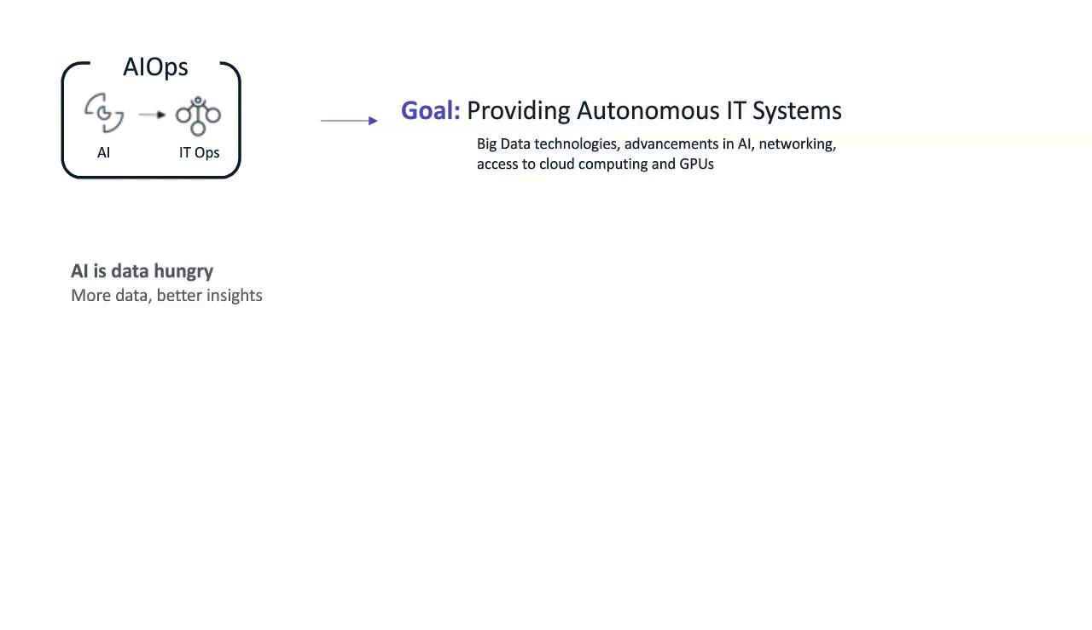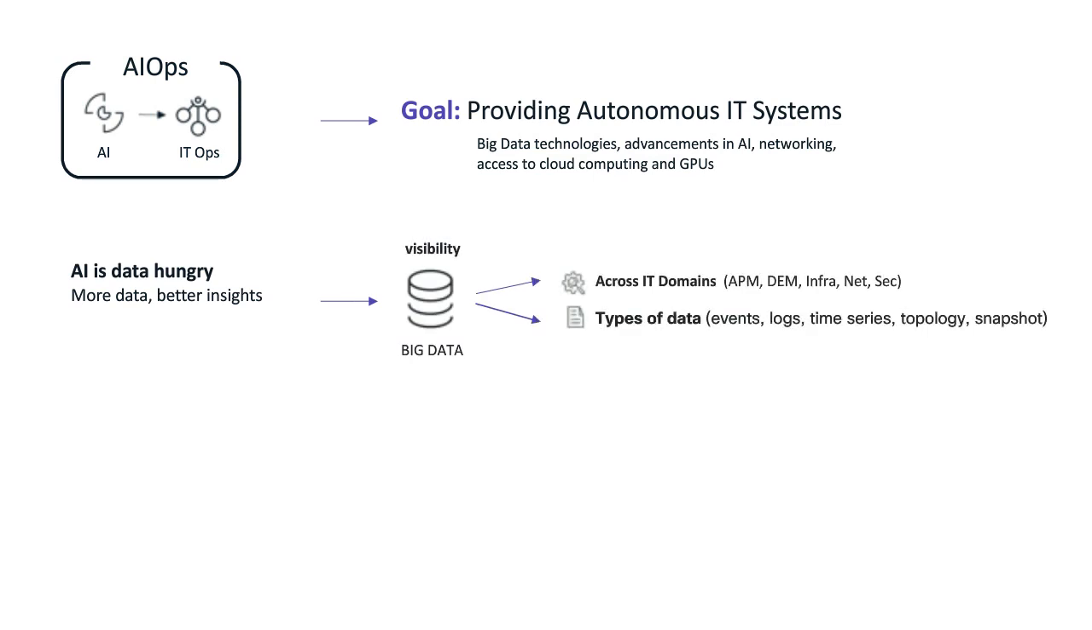It's an autonomous IT system vision that has been around for as long as time, now possible because of maturing big data technologies, advances in AI, and AI is as good as the data that feeds it. You need visibility across the IT domains and data types, such as event, log, and time series. You also need cross-domain visibility, or APM, digital experience monitoring, infrastructure, your network, security. You need visibility across all of these.